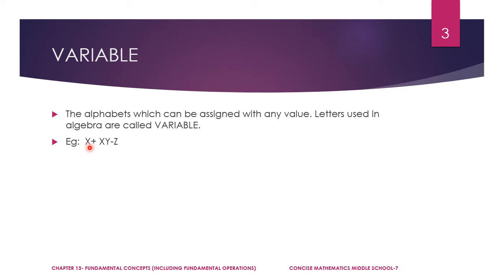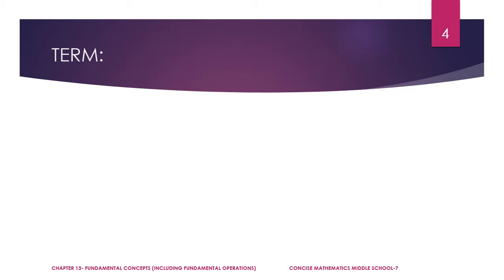See here, x plus xy minus z. In this, x, y, z, all three are variables. These variables can be assigned any values, that is, it might be 2x, 4z, minus 3z or anything. But x, y, z, any English alphabets are called variables. Even in the second example, 10z plus 3m, here z and m are the variables. I hope you understood it.